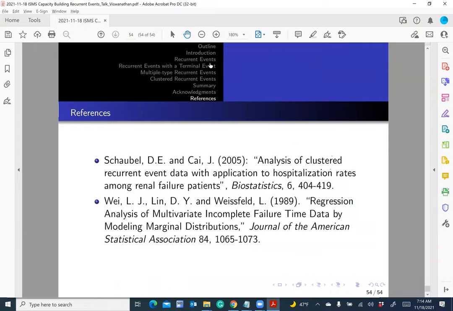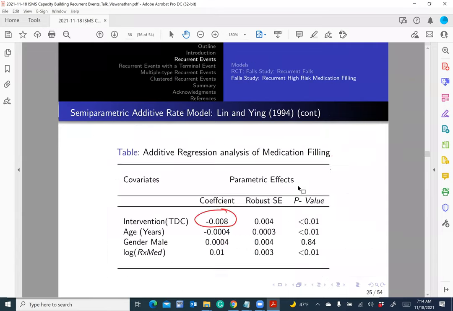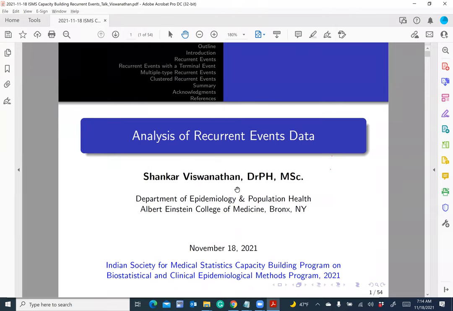Can I ask a question? This is Tinku. Sure, yes, please. Thank you, Shankar, for that presentation. So comprehensive. My question is, how do you make a choice between a mean rate model and a conditional model? I'm not sure whether you spoke about it. If so, I've missed it.